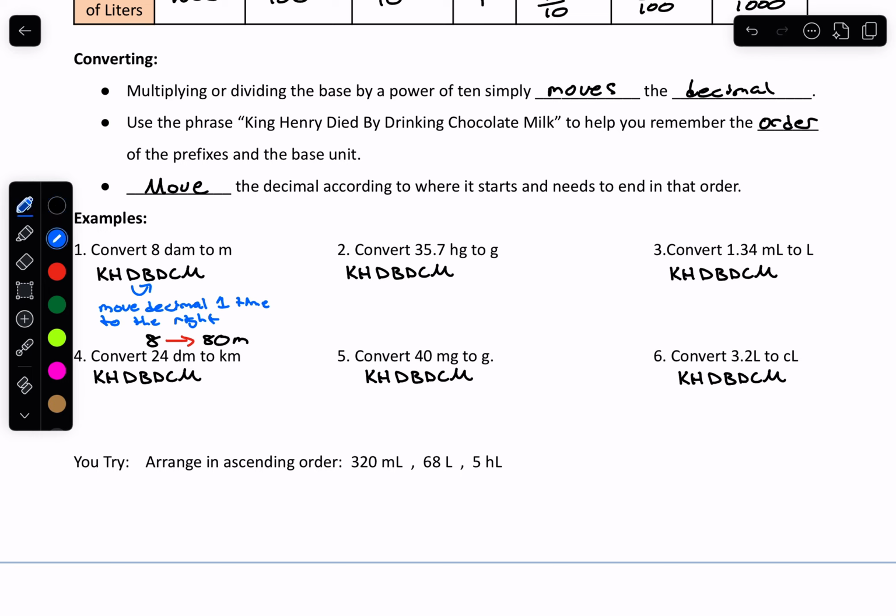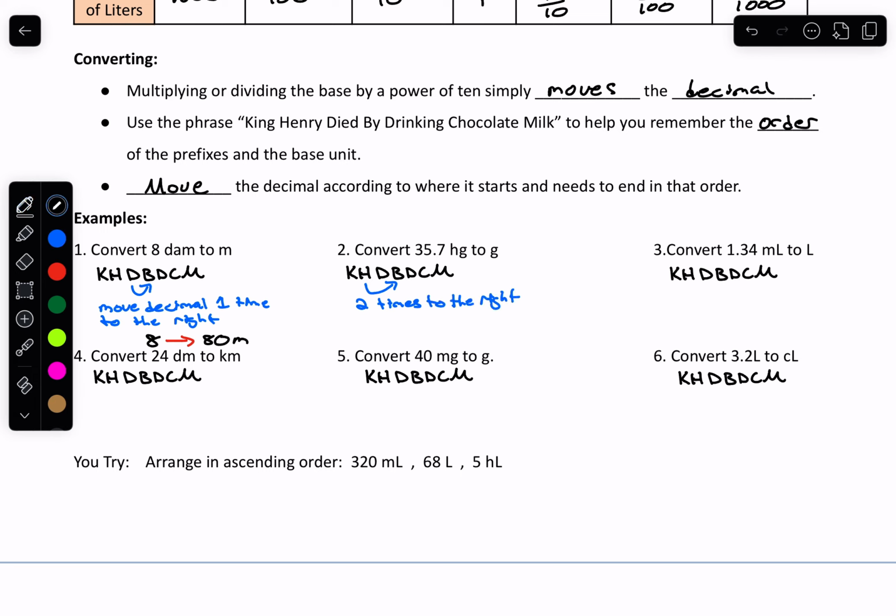All right, number 2, we want to convert 35.7 hectograms to grams. So I'm going to go from the H to the B. That means I need to move the decimal twice to the right. 2 times to the right.